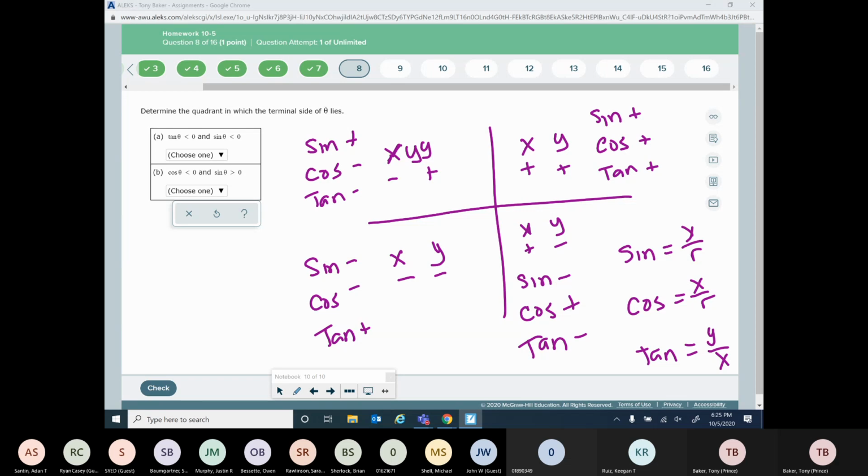So which quadrant has sine's negative and tangent's negative? And that would be in quadrant 4. Next one says cosine is negative and sine is positive. So cosine's negative, sine is positive. That's in quadrant 2.